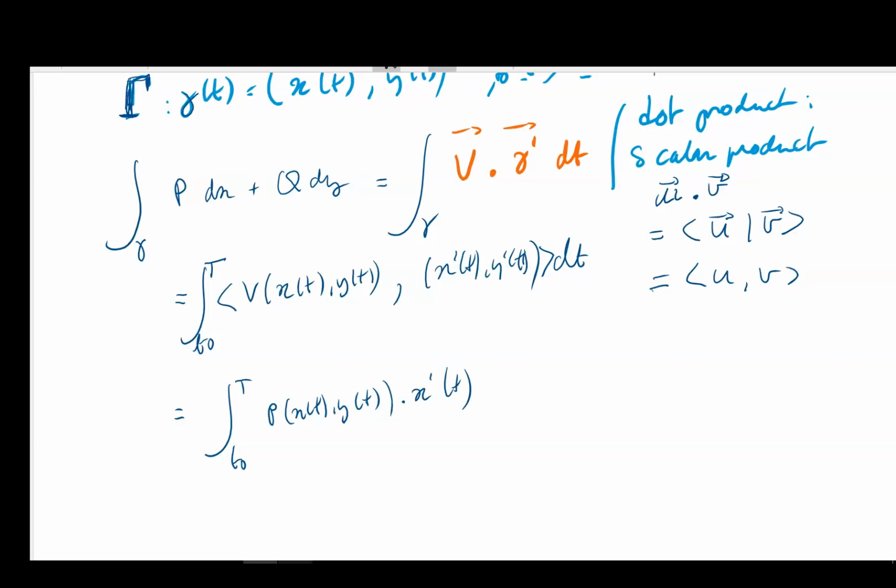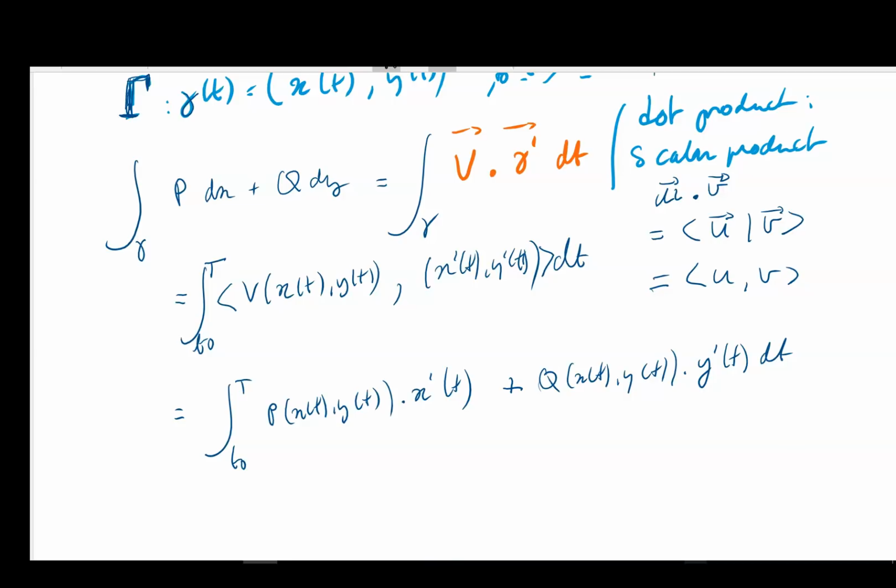This time it's just a product, a usual product. These are two real numbers plus q of x of t, y of t times, that's just the usual multiplication, y prime of t dt. Okay, so what happened here is that I've just expanded my dot product.